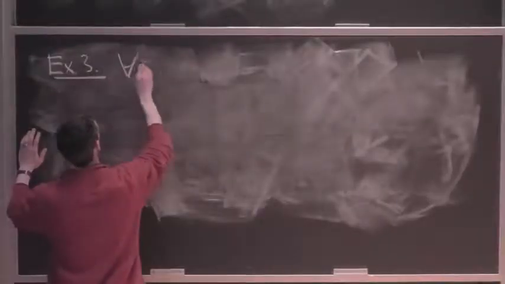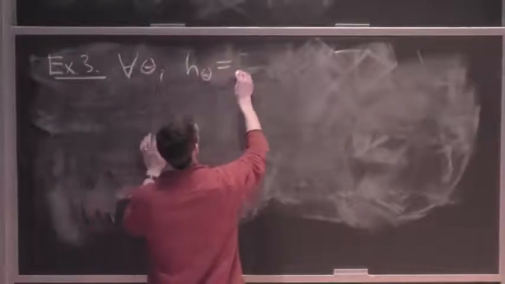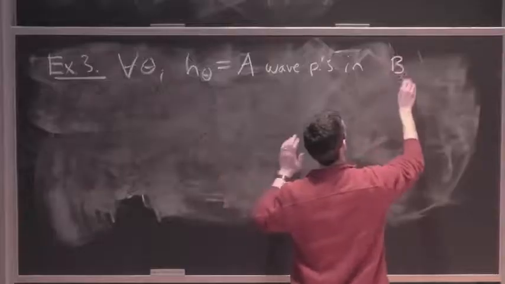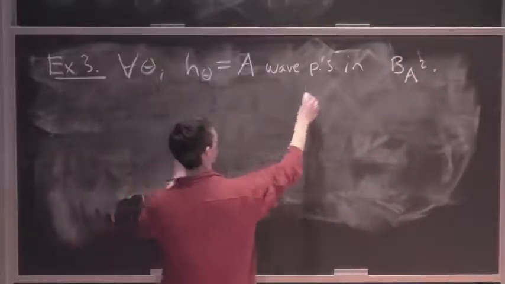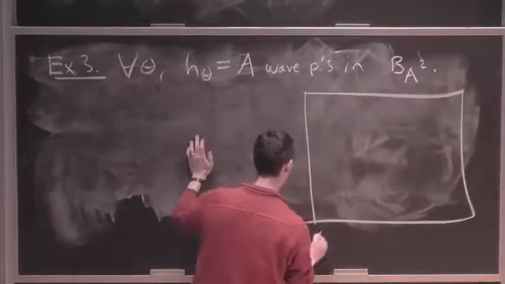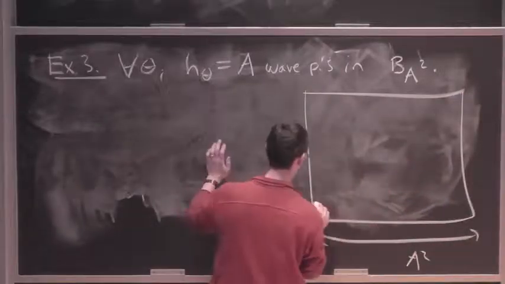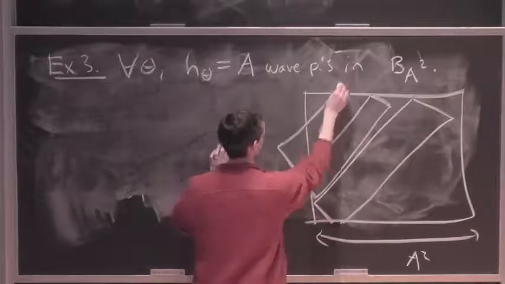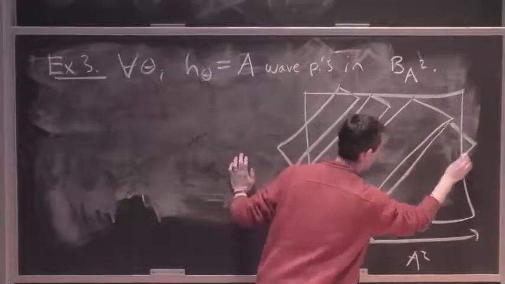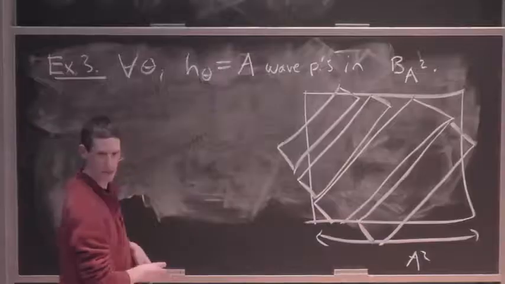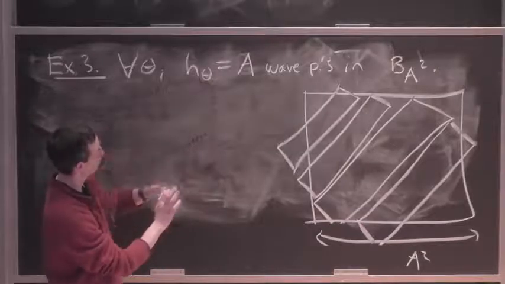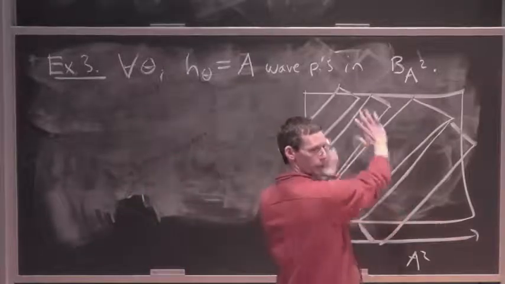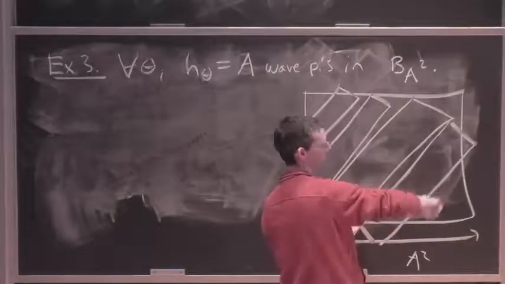So for each theta, h theta will consist of capital A wave packets in the ball of size A squared. So I'll draw it over here. So the ball of size A squared. And for a given theta, we cover this ball with wave packets that are shoulder to shoulder with each other. And I think to keep the picture from getting too muddied, I'm only going to draw one theta. But there are all of these different directions theta. And in each direction, I want you to imagine that there's a row of parallel rectangles that are covering this ball.